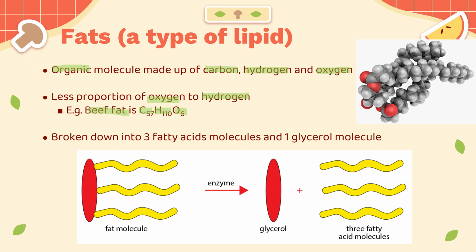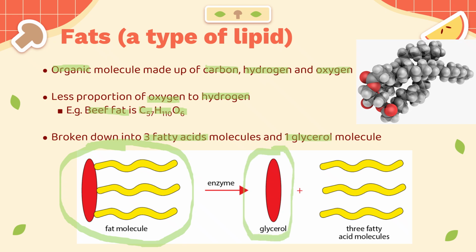So one fat molecule is broken down into 3 fatty acid molecules and one glycerol molecule. So this is a fat molecule. This is a very typical symbol of a fat molecule. And you can see from this symbolic form of a fat molecule, it is made out of one glycerol molecule and 3 fatty acid molecules. So remember this, it comes out all the time, and it's actually pretty simple. All right.